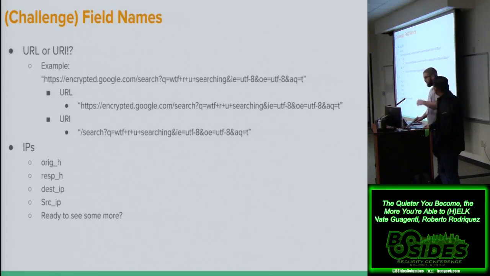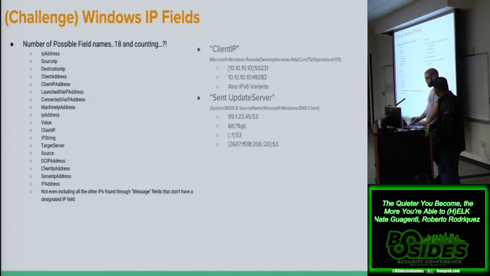Field names, is it a URL or a URI? Who knows? And then IPs are just the absolute worst. I'm not even going to get into usernames and host names because there'll be 6 slides, right? Some of these are from Bro, some of these are from Suricata, but I'll just show you one more with Windows. I've found over 18 different IP address fields just in Windows logs.